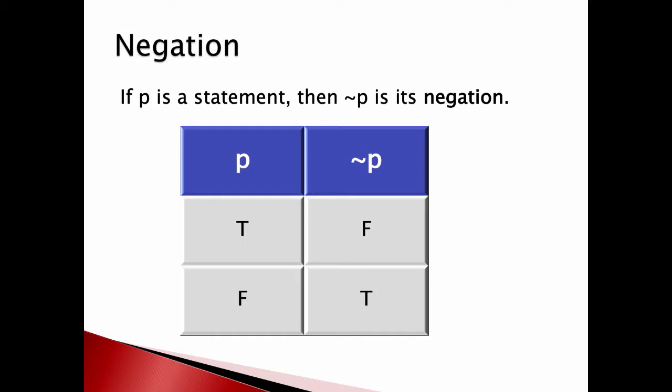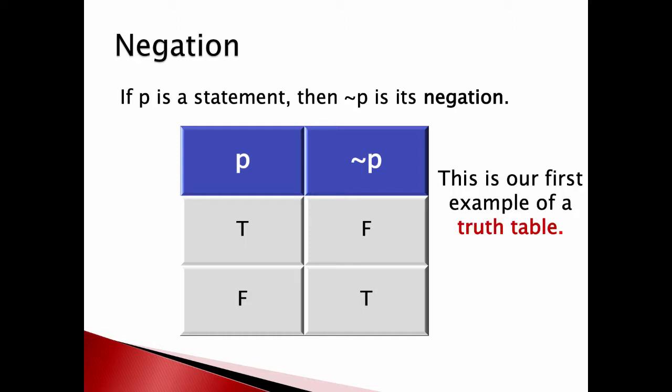And this sort of table will become familiar to us. This is our first example of what we'll call a truth table, where we list out all the possible values of a statement. Again, I don't know what the statement P is, so I just list out its possible values, so then I could list out the possible values of not P as well. And we'll see this again over and over again as we go through the video.